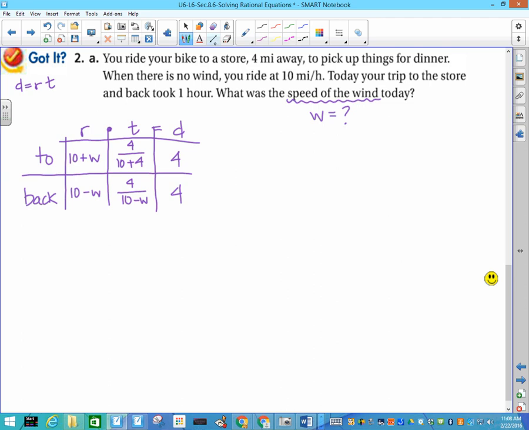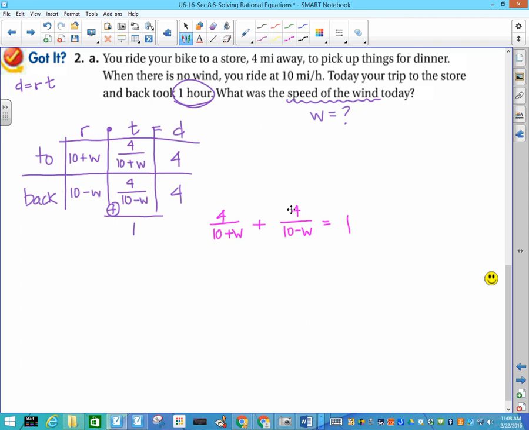Oh, and I wrote a 4 instead of a W. All right, so 4 over 10 plus W and 4 over 10 minus W. Today, your trip to the store and back took 1 hour. So I know if I add these two things together, they're going to equal 1. So that's going to be my equation that I'm going to set up. I'm going to have 4 over 10 plus W plus 4 over 10 minus W equals 1.